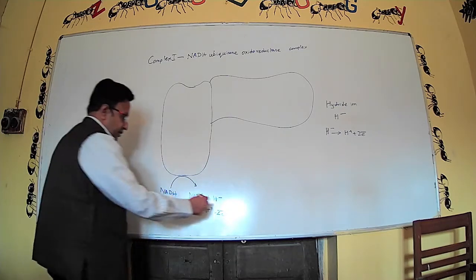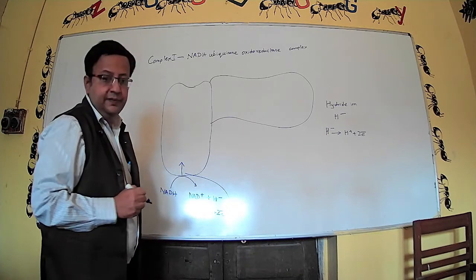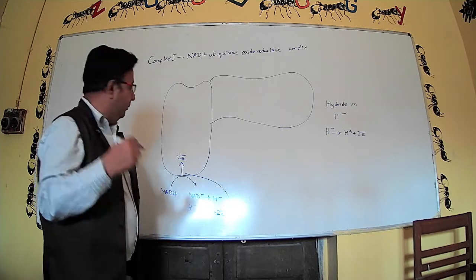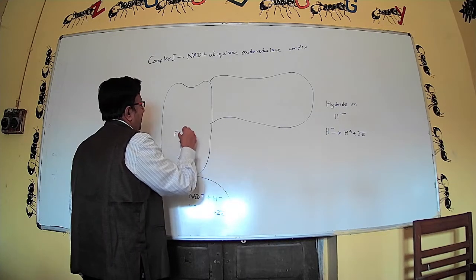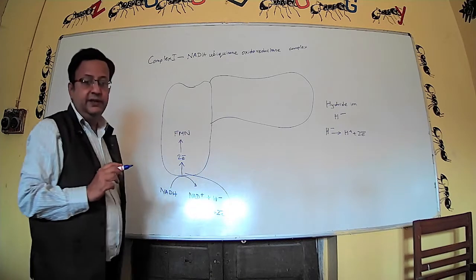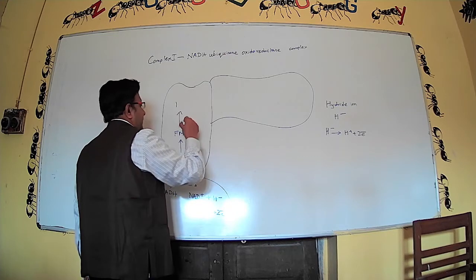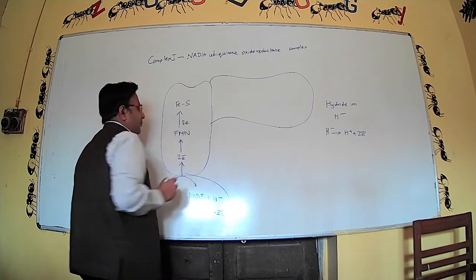This electron, two electrons, they go to a complex known as FMN complex, flavin mononucleotide complex. This goes to an iron sulfur complex with 2 electrons. Iron sulfur complex.